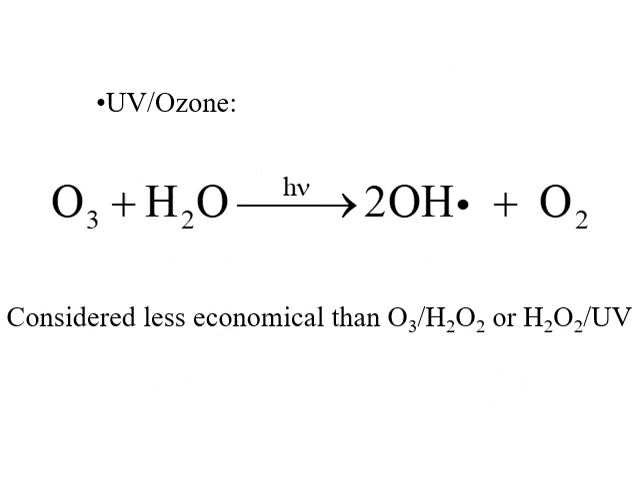This is another example of AOPs. It's an example of a UV-ozone based process. Ozone is bubbled into the water in the presence of UV light. So what happens? UV light provides energy to break down the ozone. Two hydroxyl radicals are formed along with an oxygen molecule, and these hydroxyl radicals can then react with the pollutant to degrade it.